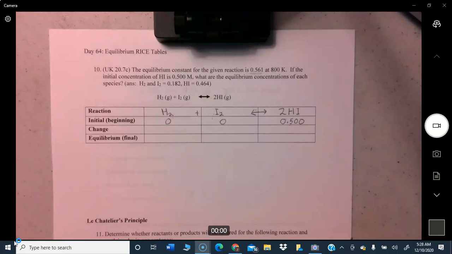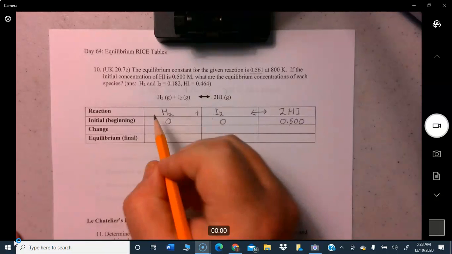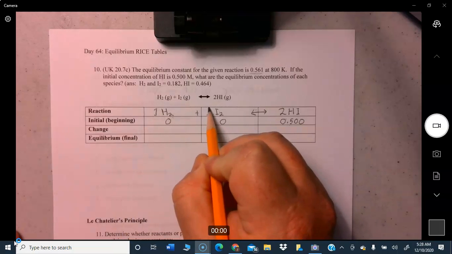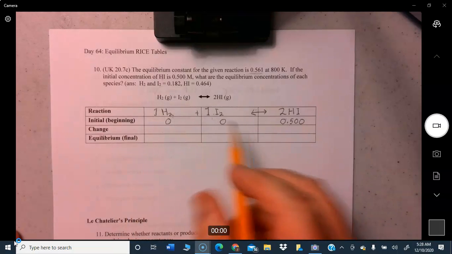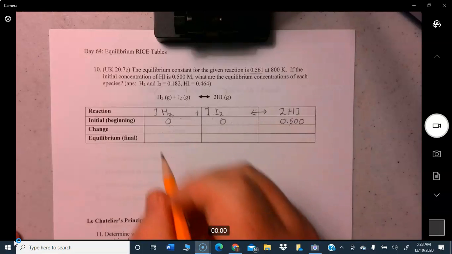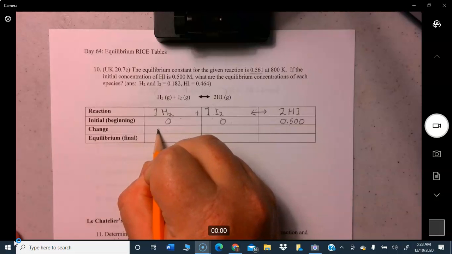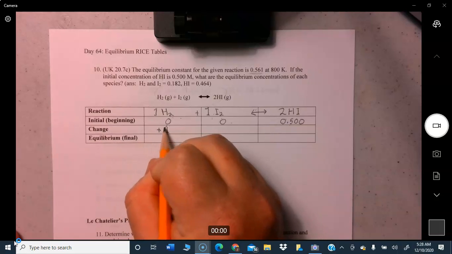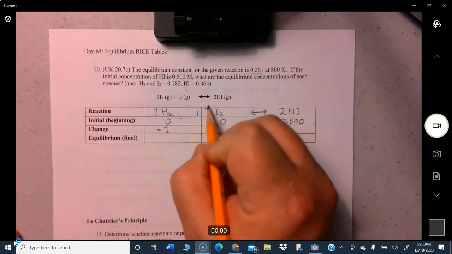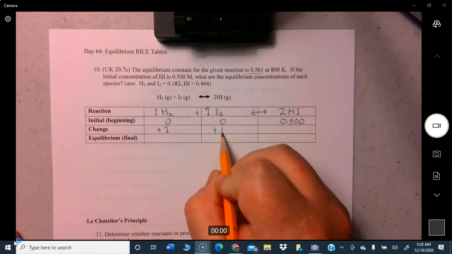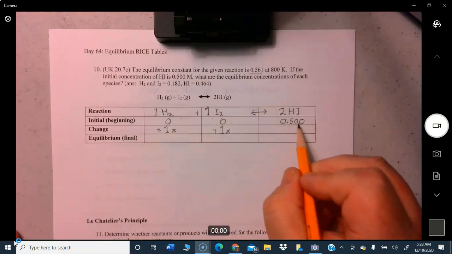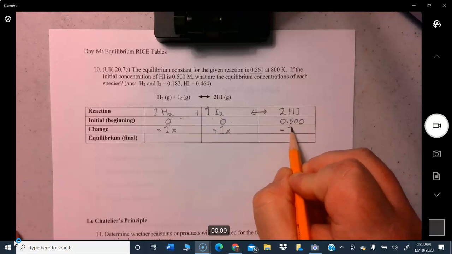Okay, so we just start filling things out here. We have coefficients of 1 here, just to emphasize that. So these are increasing, that's what you've got to remember on this, and this is decreasing. So this now is going to become plus 1x, because this is increasing. This is also going to be plus 1x. And this is going to be minus 2x.